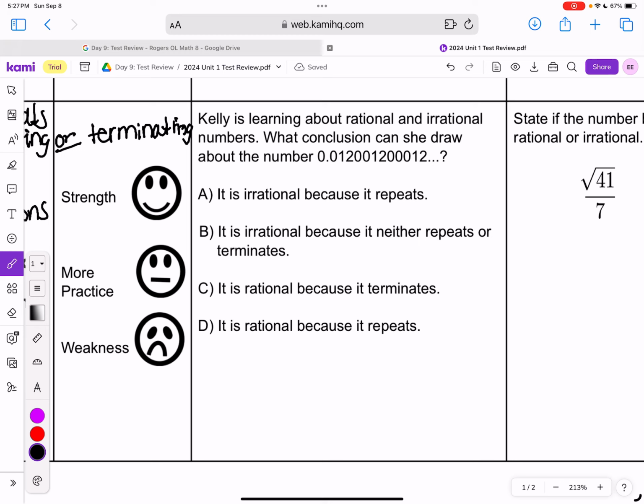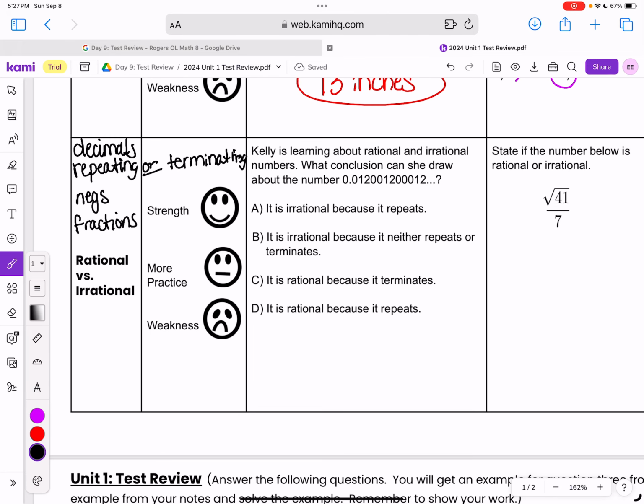0.0120012000012? So it's irrational because it repeats. Well, no. Only rational numbers repeat. So regardless, it's a false statement. So this one's a no. It's irrational because it neither repeats nor terminates. Looks good, but let's read through the rest. It's rational because it terminates. It does not terminate.